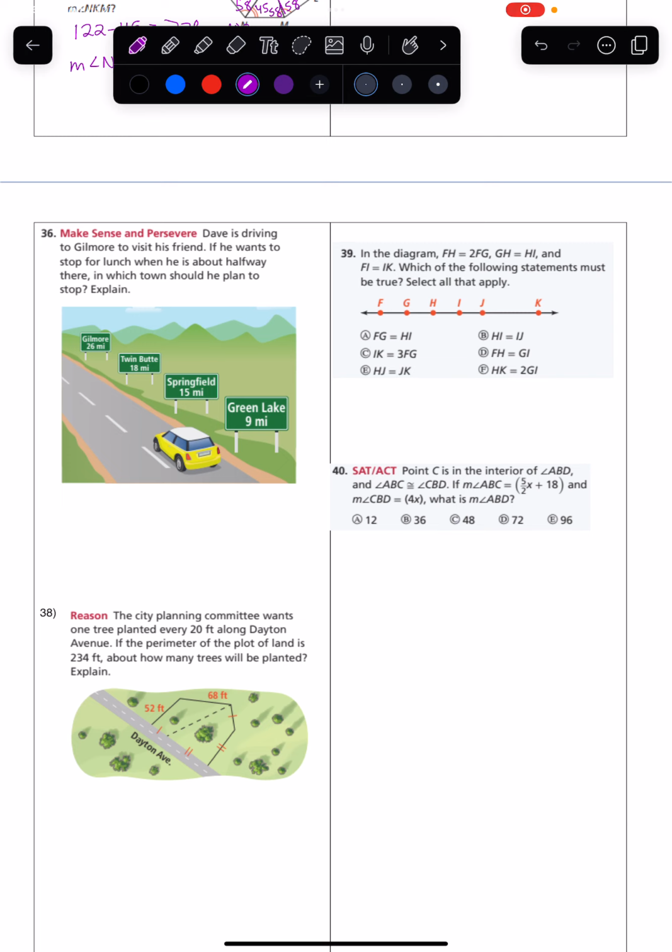Number 36. Dave is driving to Gilmore to visit his friend. If he wants to stop for lunch when he is halfway there, in which town should he plan to stop, and explain? So if he's starting here, and the furthest away, Gilmore, is 26 miles, then halfway to Gilmore, of course, is going to be 26 over 2, or 13 miles. So all we really need to do is find the town that's closest to 13 miles away. This is a pretty easy question.